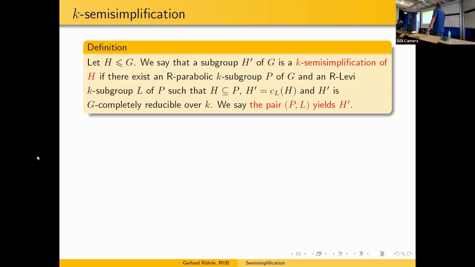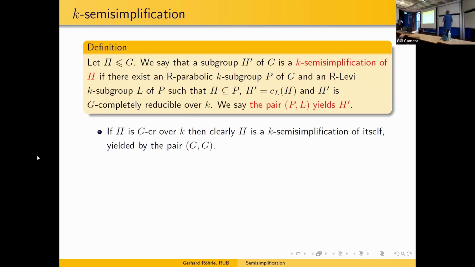Okay, so this is a K-semisimplification. So that's the second term of my title. Now you can ask, well, does it even exist? It's possibly a little bit too much to ask for. It existed in this GLN example, but in general, I mean, we'll get to it.